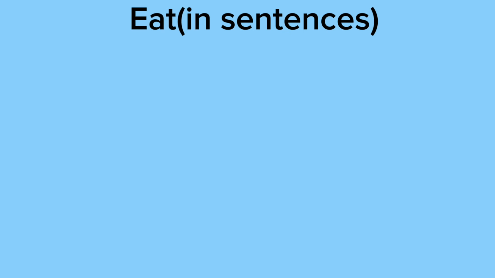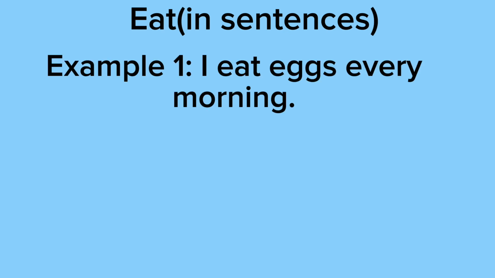Now let's use the word eat in sentences. So our first example says, I eat eggs every morning. As you can see, the use of eat in this sentence indicates a reoccurring thing. So this happens every morning. I eat eggs every morning.